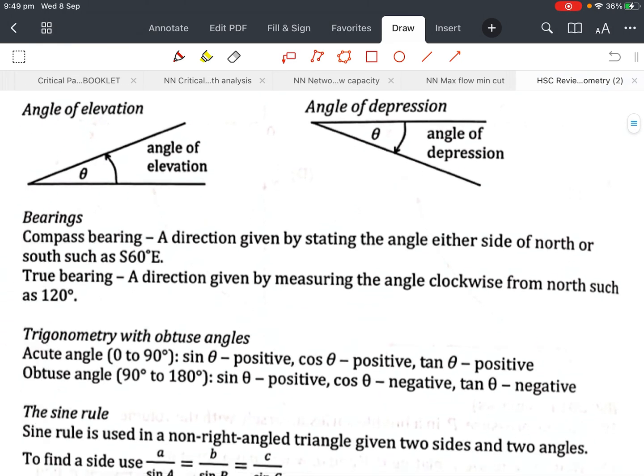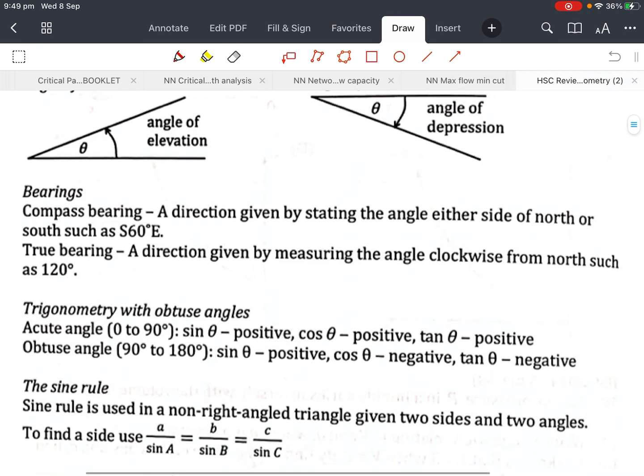Compass bearings, remember, start from the north or the south arm and go up or down or outwards from the north or south arm. They never go from the east or west up or down. Never start from the east or west arm.